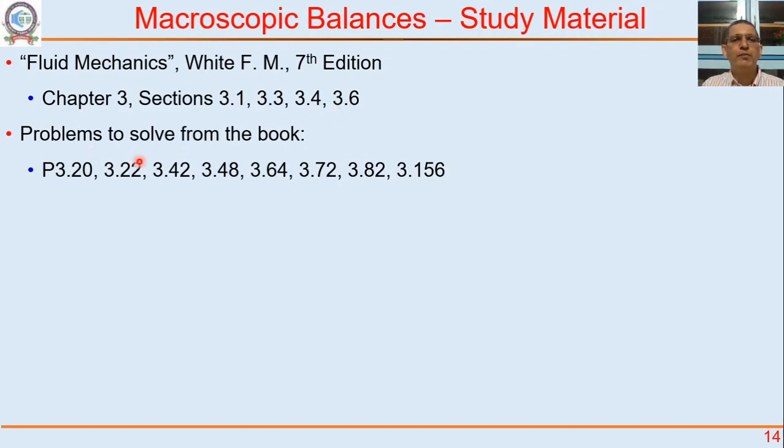And problems to solve from the book. These are the problems to solve from the book. And remember, these are the minimum problems that you should solve from the book, so that you are able to grasp these concepts. There are many problems, more than 156 problems at the end of that chapter. I am only suggesting you solve 8 problems out of those 150 plus problems. But solve these 8 problems so that all these concepts that you have learned are reinforced and you are able to pick up those concepts.